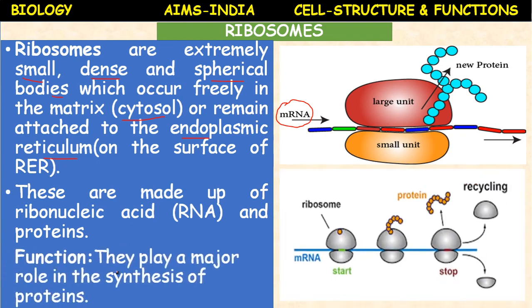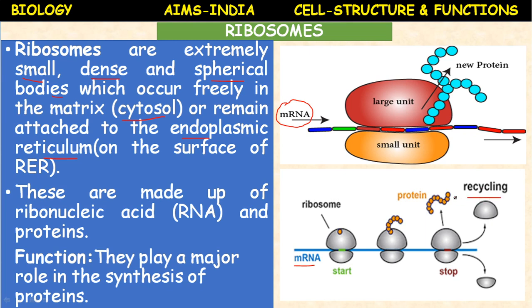Function. The main function of ribosomes is that they play a major role in the synthesis of proteins. So, this is the mechanism. Ribosomes, with mRNA, meaning messenger RNA, produce proteins. After the production of proteins, it will stop. It will start, stop and recycle.